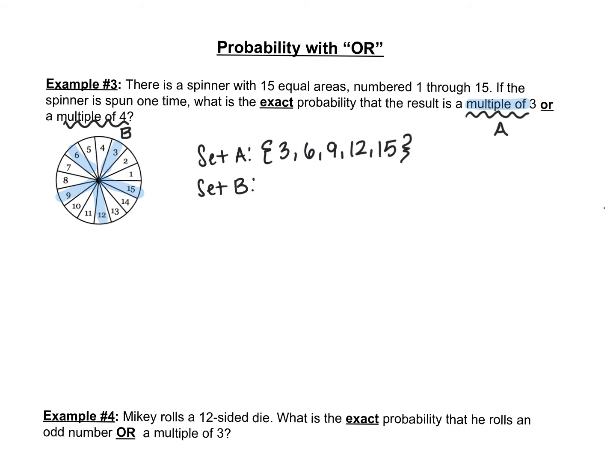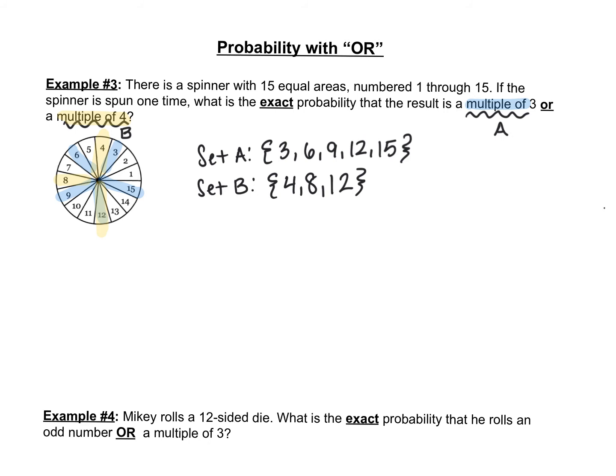And then let's talk about event B, which is a multiple of 4. So for a multiple of 4, we'll use a different color. Let's use yellow and highlight that. So multiples of 4, count by 4s. We've got 4, 8, 12, and then 16 would be the next one, but it's not there. So let's list that out: 4, 8, and 12.